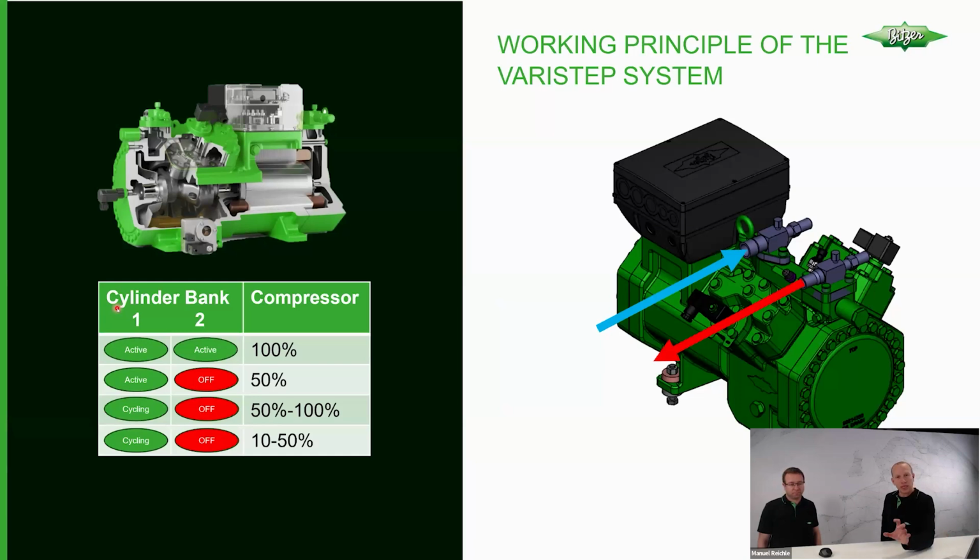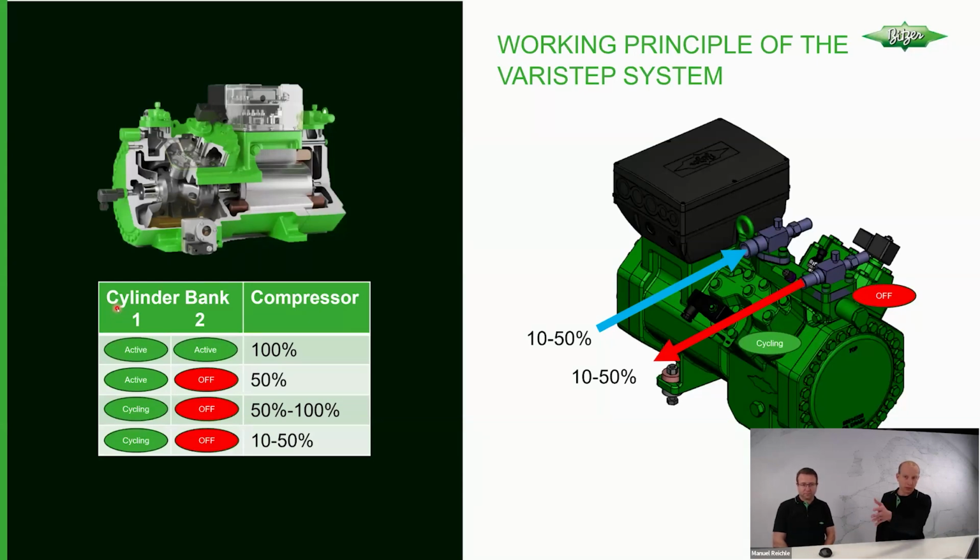If you now want to operate anywhere between 50 and 100%, the right-hand side cylinder bank would be active, and the left-hand side one would be cycling. That means being activated and deactivated in order to achieve any percentage number between 50 and 100%, say 65, 79, and so on. Anything below 50%, so 10 to 50%, the right-hand side cylinder bank would be off, and the left-hand side would be cycling. Making one off is already 50%, and with the remaining cylinder bank cycling, any number between 10 and 50% is achieved.